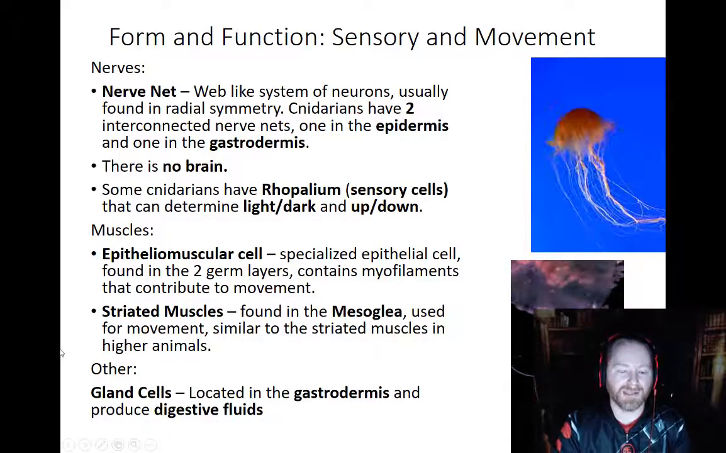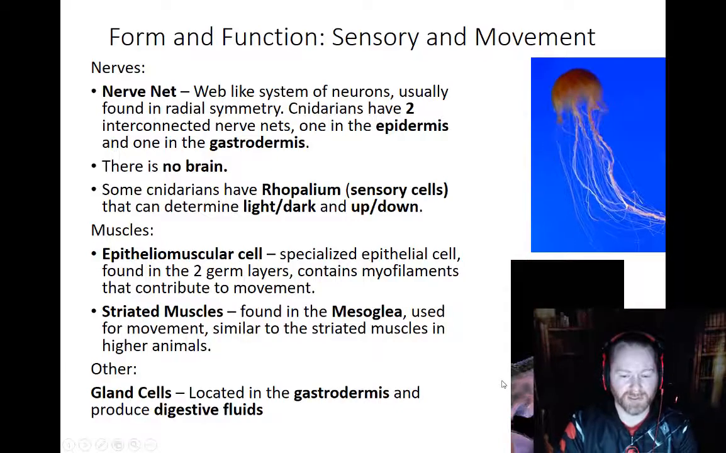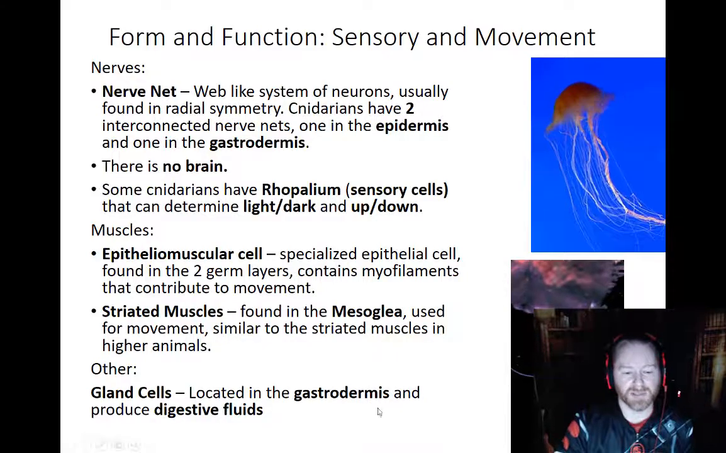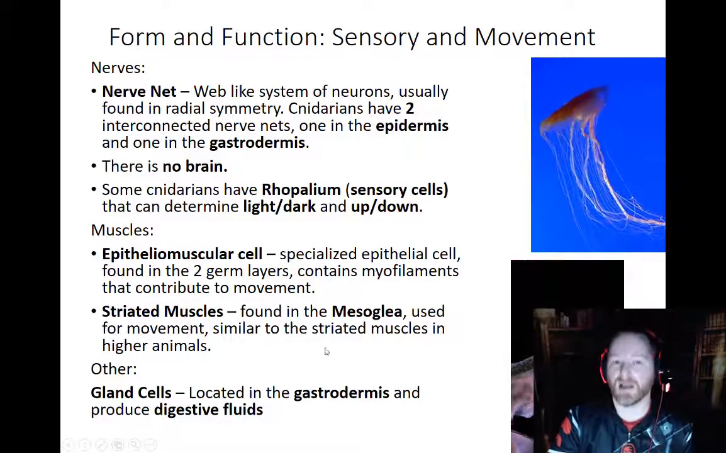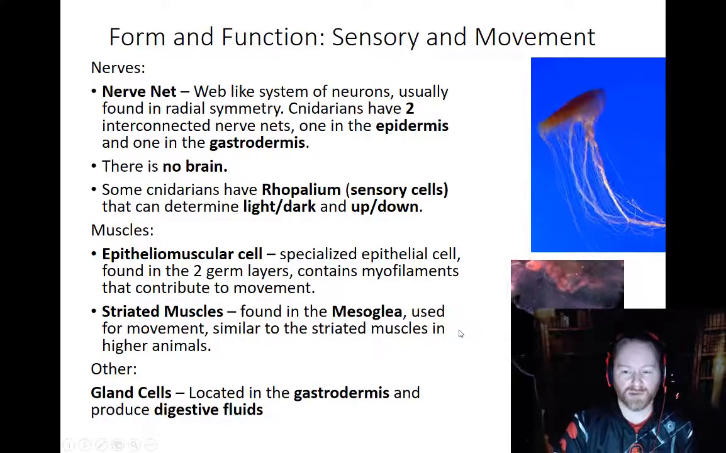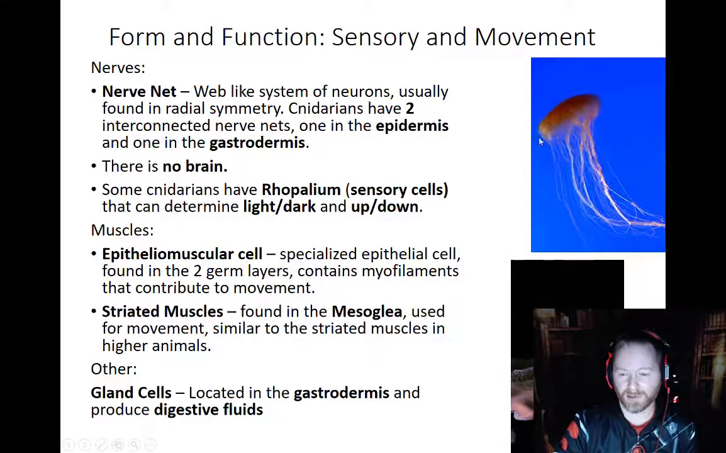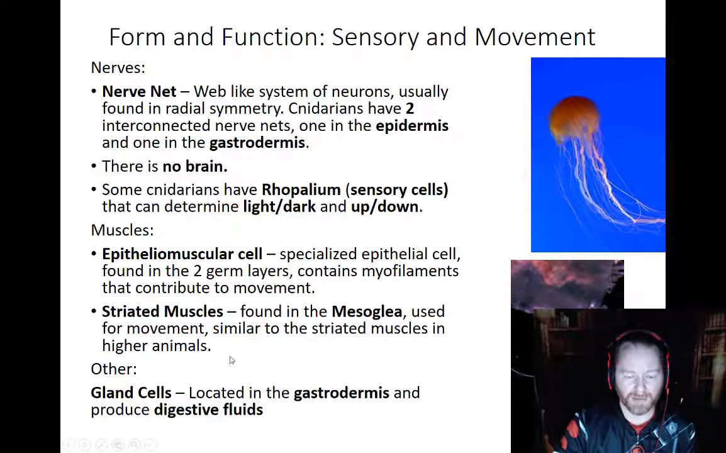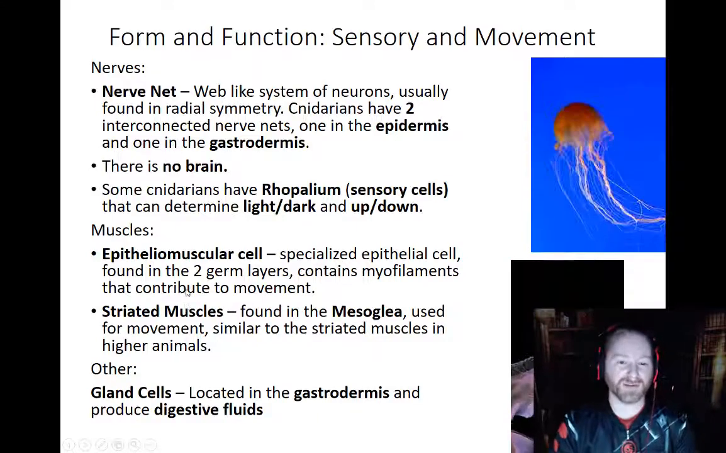Now, in the mesoglea, in that jelly-like substance between, we see striated muscle cells. These are very similar to the striated muscles we see in some more highly developed organisms, but they're not the same, but they're similar. But they are definitely striated muscles, and these also will help contribute to the motion of an animal, whether that be between the epithelial muscles and the striated muscles. They can do things like move and swim through the water column, or they can actually retract a tentacle to help pull up prey that they've caught.